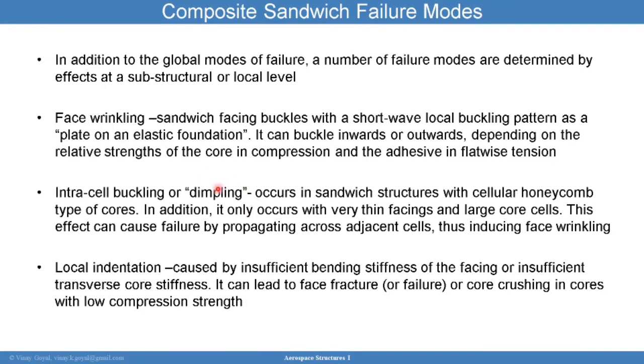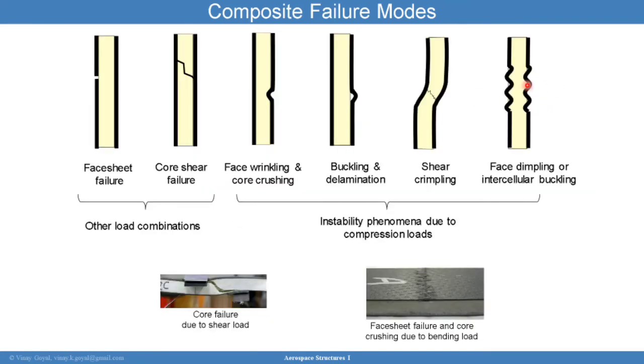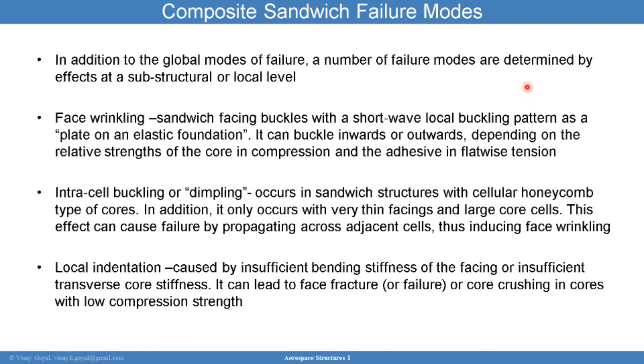Intracellular buckling is the one I just discussed earlier, and is also local. It's this one right here. That happens when you have large core cells, and the area of the face sheet that's not supported by the core will then buckle locally, and that can cause failure by propagating to adjacent cells, and that can cause face sheet wrinkling as well. So this could be connected sometimes. Local indentation can also occur when you have either an impact damage event or the face sheet wrinkle pushes into the core, causing some damage.